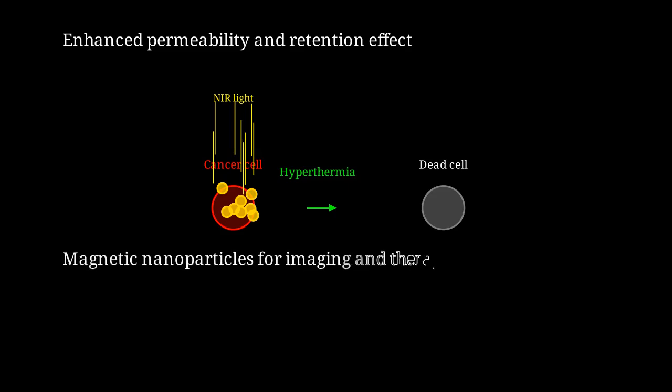Iron oxide nanoparticles serve dual roles. As MRI contrast agents, they enhance imaging resolution, helping locate tumors. Under alternating magnetic fields, they generate heat for hyperthermia therapy. Guide them with external magnets for targeted delivery. One nanoparticle platform, three functions.